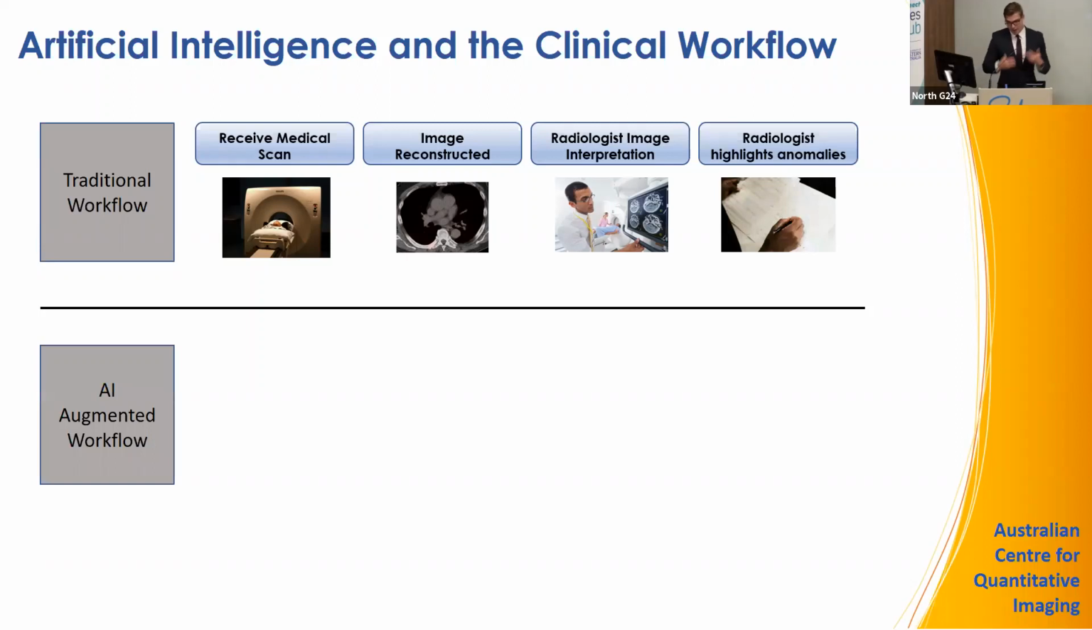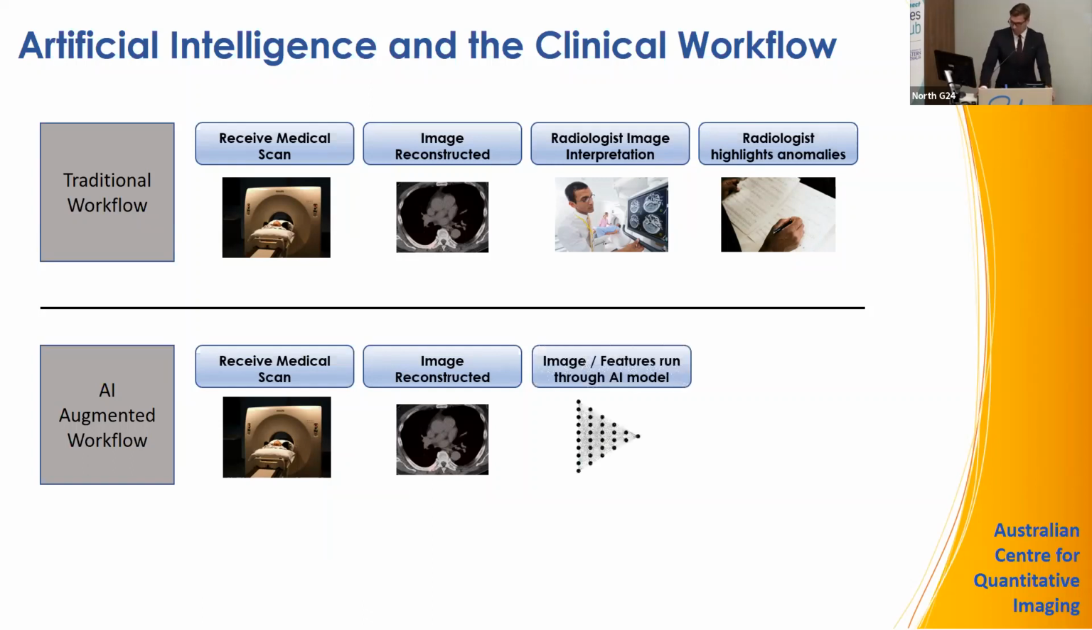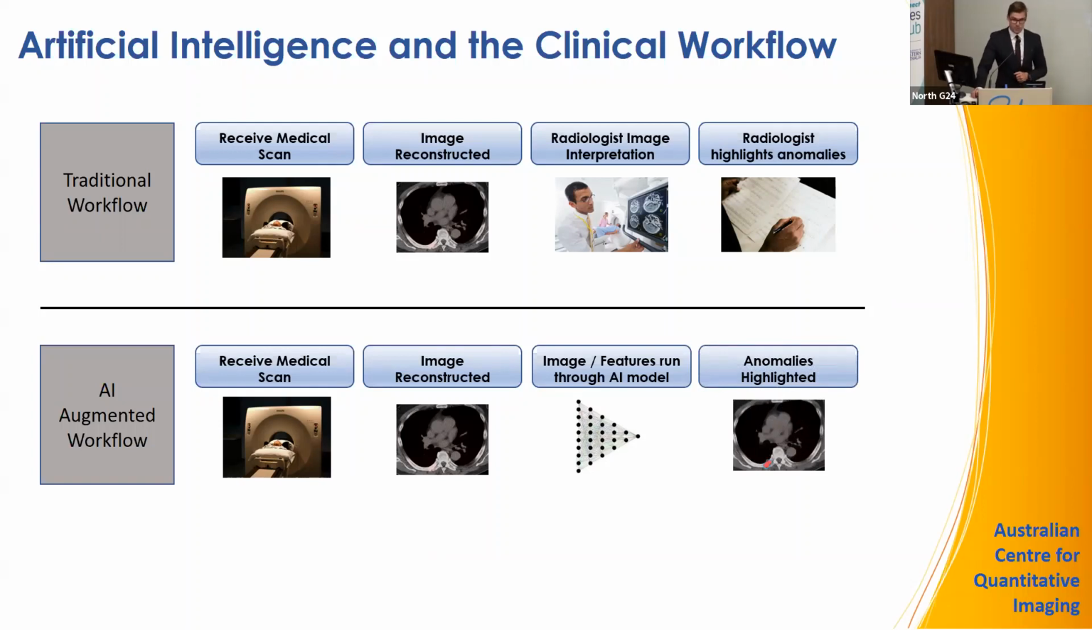So in an AI augmented workflow, we can proceed as follows. The first two steps remain the same for the most part. So the patient receives a medical scan, the image is reconstructed, although as Brian might cover in his presentation, deep learning algorithms actually can work with raw image data without working with an actual image, but that's out of the scope of this present talk. And then either the image itself or features extracted from that image are run through our artificial intelligence model. And this automatically highlights anomalies for us.